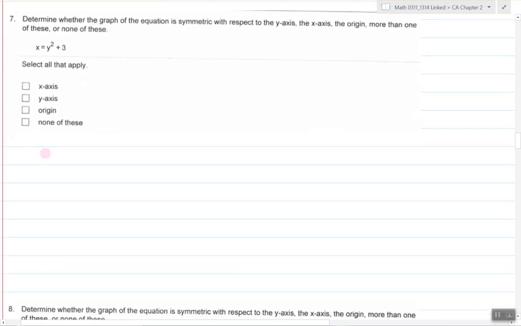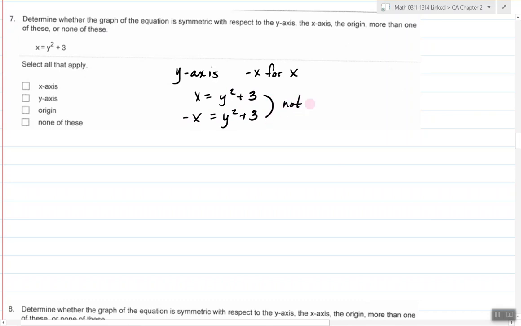All right, the next one, I'm going to test y-axis. I put in negative x for x. I start with x is equal to y squared plus 3. So negative x is equal to y squared plus 3. There's nothing I can do to simplify that and change it. And these are not the same. So no symmetry with respect to the y-axis.